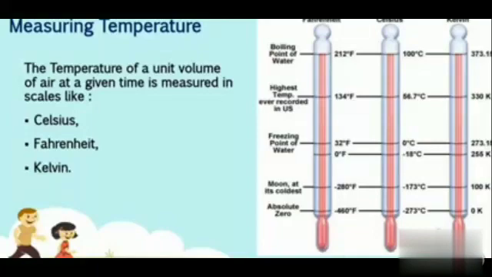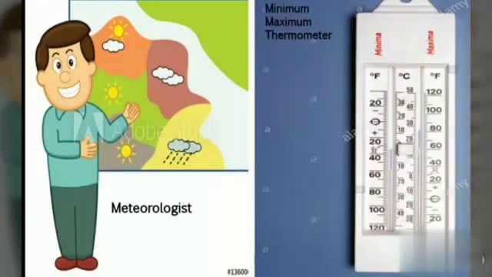Okay, students. Next topic, measuring temperature. How can we measure the temperature? The temperature of a unit volume of air at given times is measured in scales like Celsius, Fahrenheit, Kelvin. Here, meteorologists measure the temperature by the thermometer, Stevenson screen, and maximum and minimum thermometers.